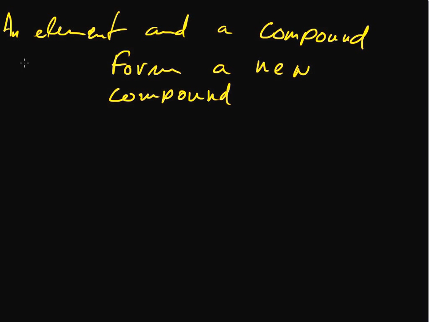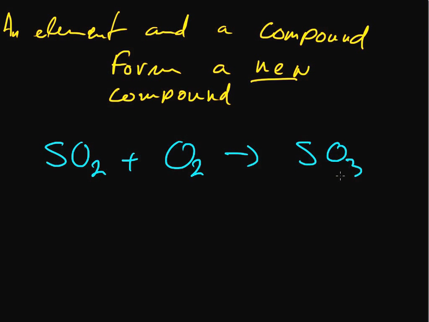Next kind of synthesis reaction would be an element reacting with a compound. An element reacting with a compound forms a new compound. Don't forget, when I have a chemical reaction, I change the reactants to create a new product, so it's always going to be a new compound. I'm going to reuse an example I used in the past: sulfur dioxide plus oxygen to create sulfur trioxide. Don't forget to balance your equations.